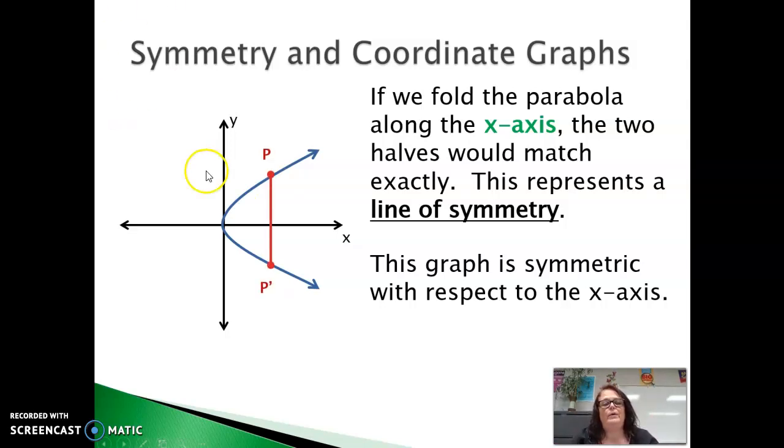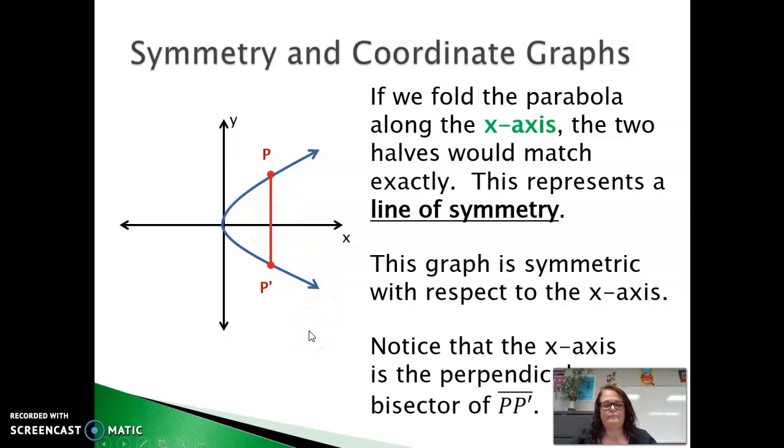So if I pick a point above here on the graph and I go perpendicular to the x-axis, I'll hit a point below the graph, where the point where it crosses the x-axis is the midpoint. And so we would say that the x-axis is the perpendicular bisector of that red segment. Ooh, that's some geometry talking there. So it makes a 90-degree angle and it goes through the midpoint.